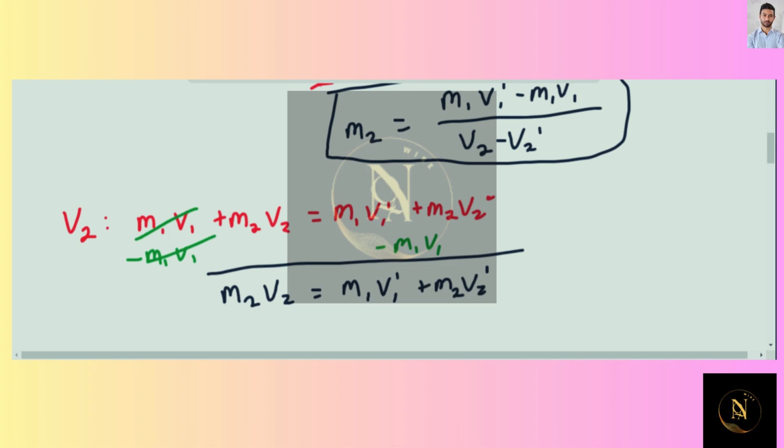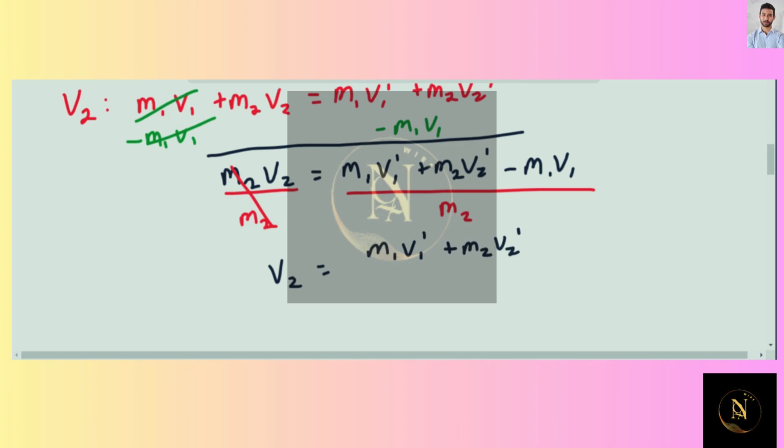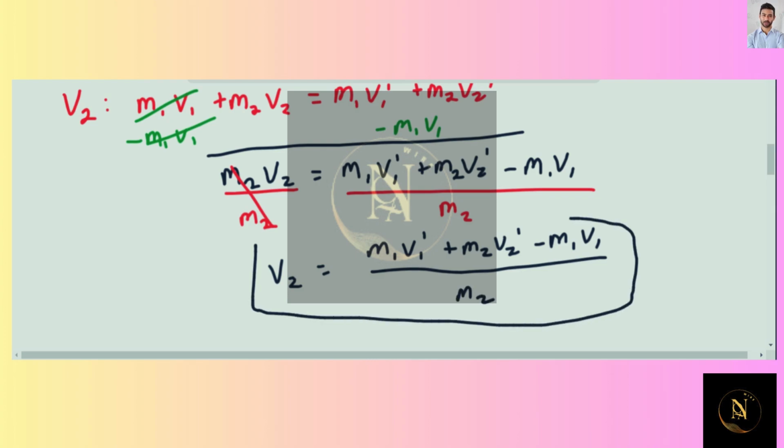Oh, and I realized I put a square here. That should have been a prime symbol. So we have m2 v2 prime, and then minus m1 v1. None of those are like terms, so we don't combine them. Well, now v sub 2 is getting multiplied by m sub 2. So all we're going to do is divide both sides of our equation by m sub 2. So now we have that v sub 2 is equal to m1 v sub 1 prime plus m2 v sub 2 prime minus m1 v1, all divided by m sub 2. And we can't simplify any further, so we can leave this as our equation for v sub 2.